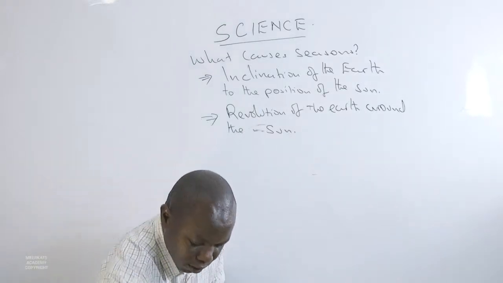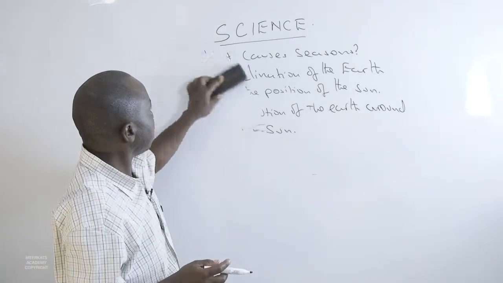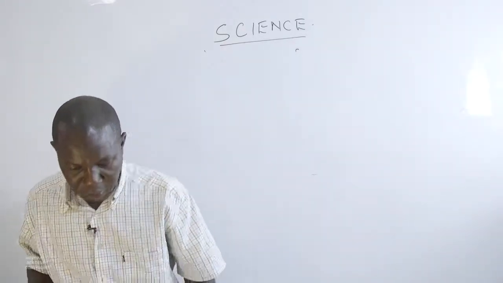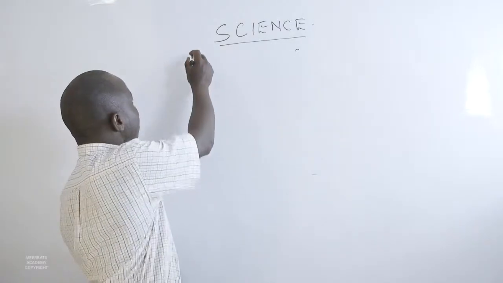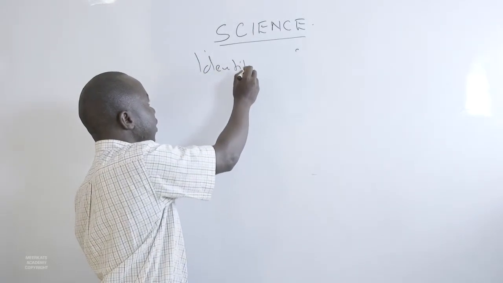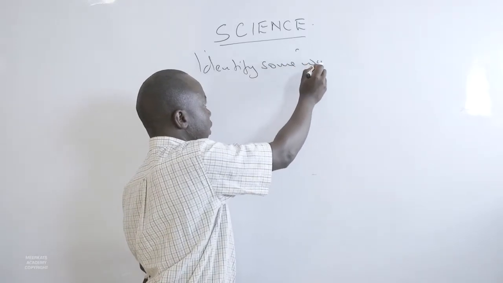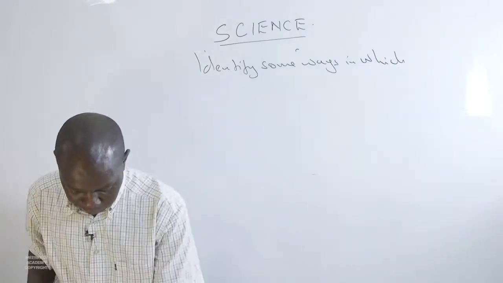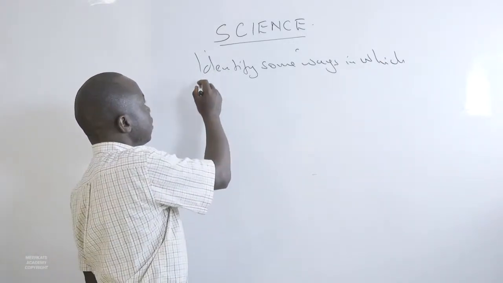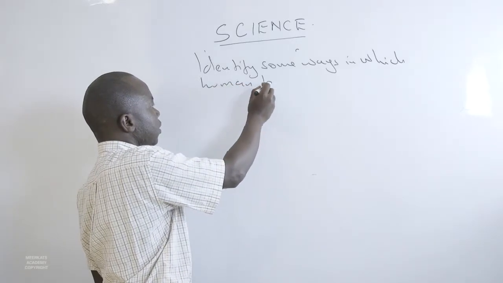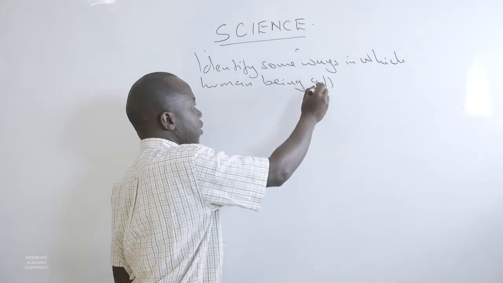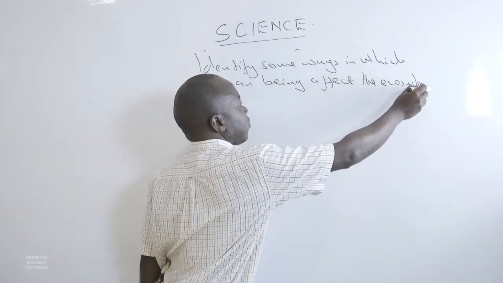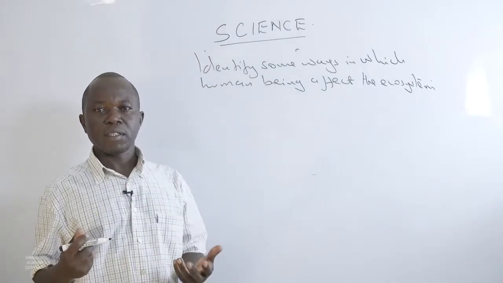The other part is this: identify some ways in which human beings affect the ecosystem. How do you affect the ecosystem?